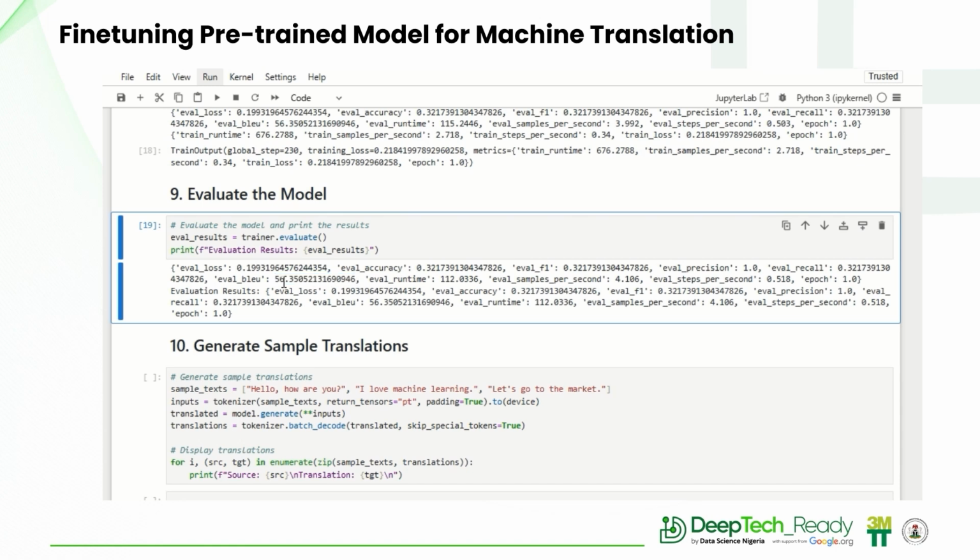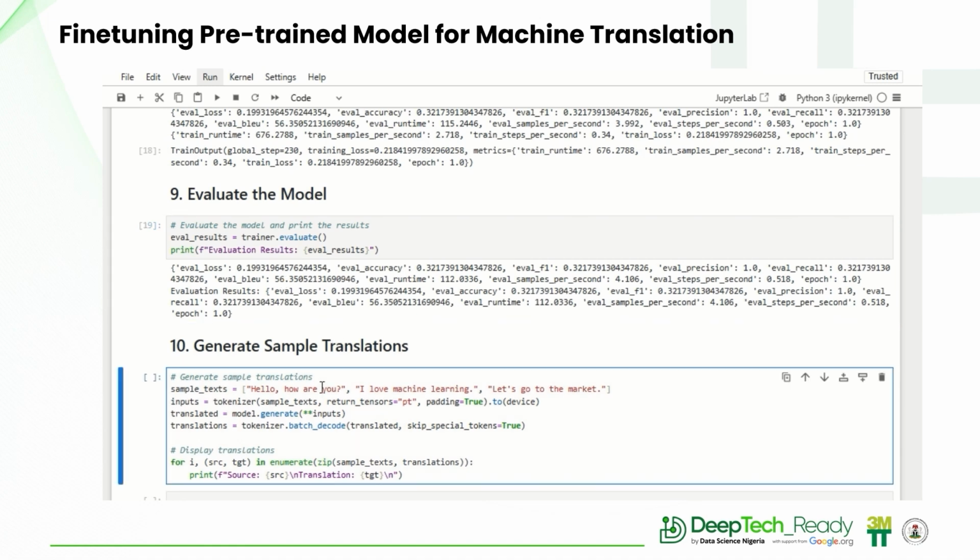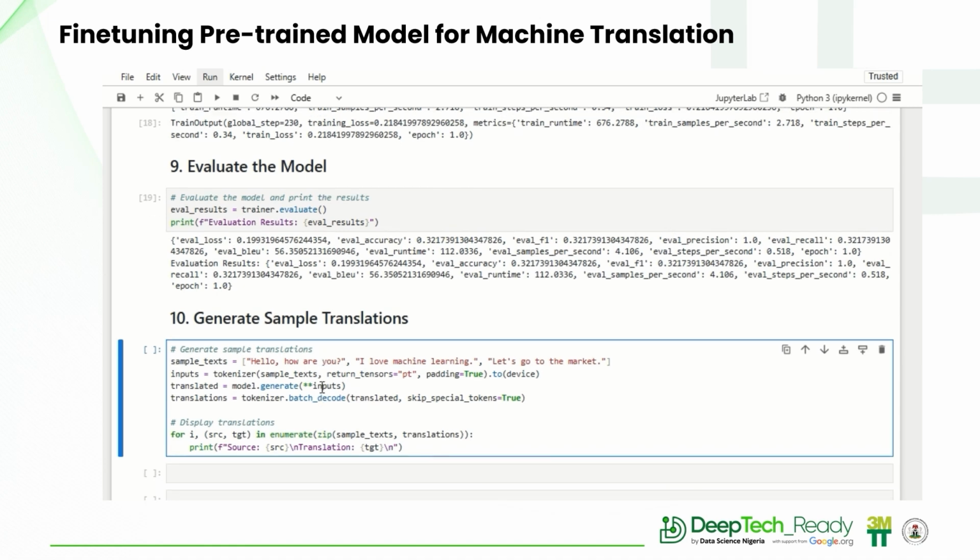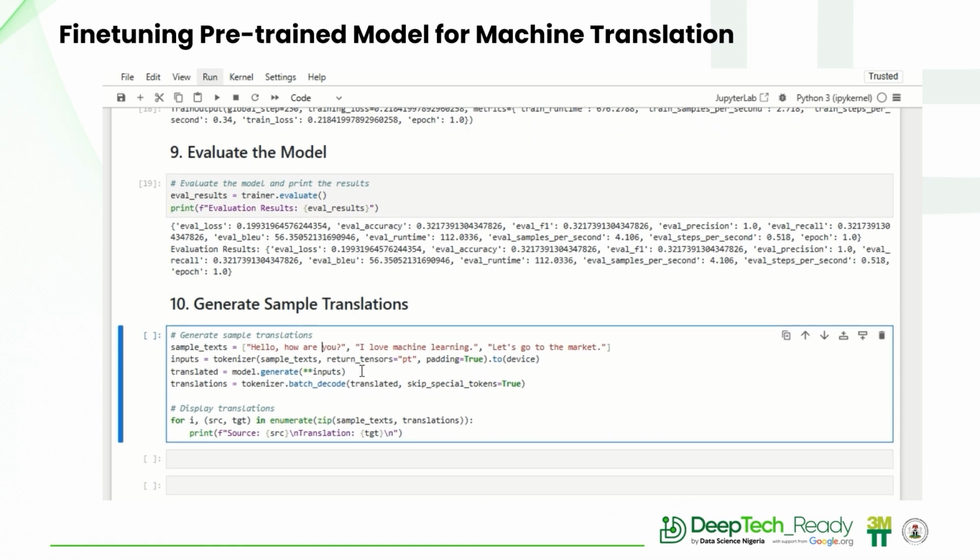You can imagine if we were using maybe 10 epochs and even increasing the size of the training data, because here we only trained this on 1% of the data. So I think we can now use this to see what the output would be. I have a simple sentence here: Hello, how are you? I love machine learning. Let's go to the market. Let's see what the fine-tuned model is going to return as output.